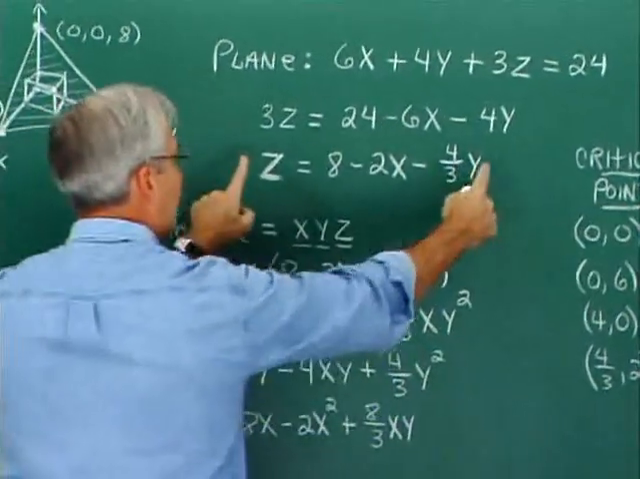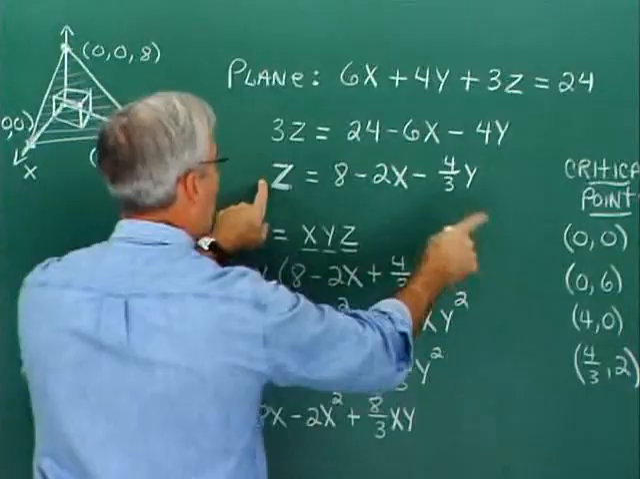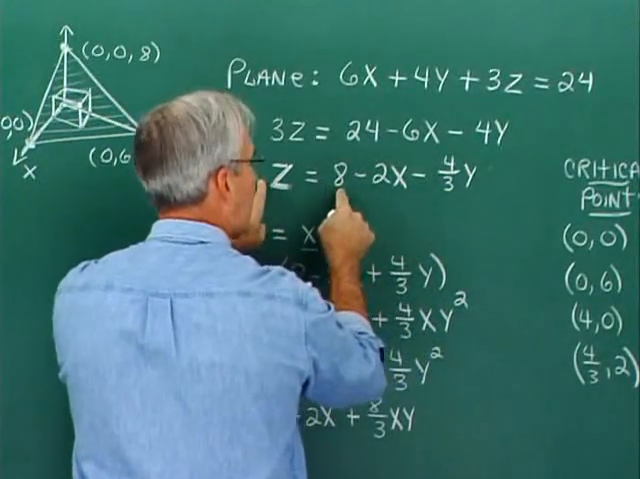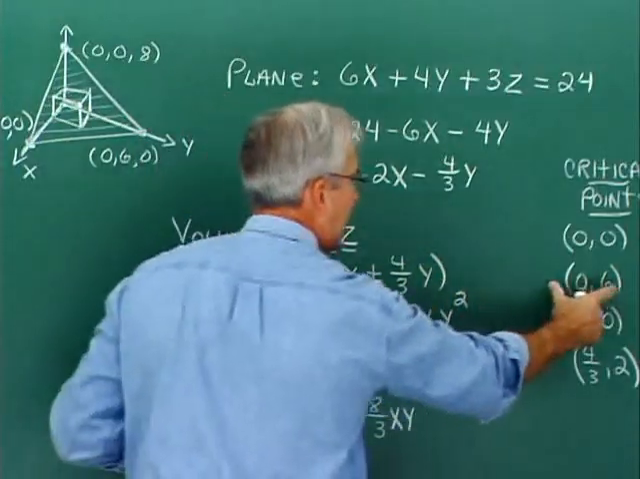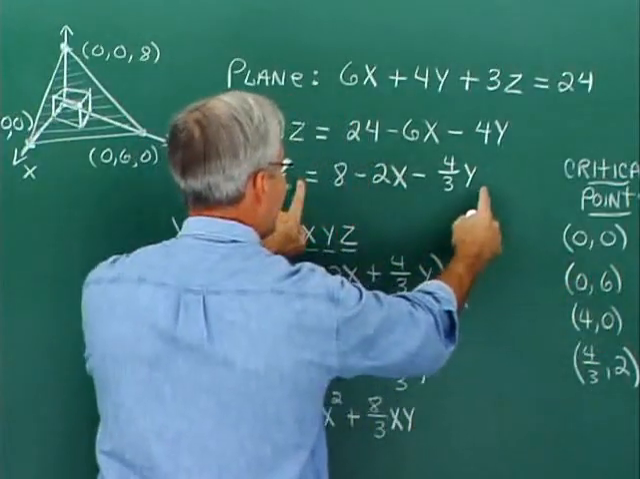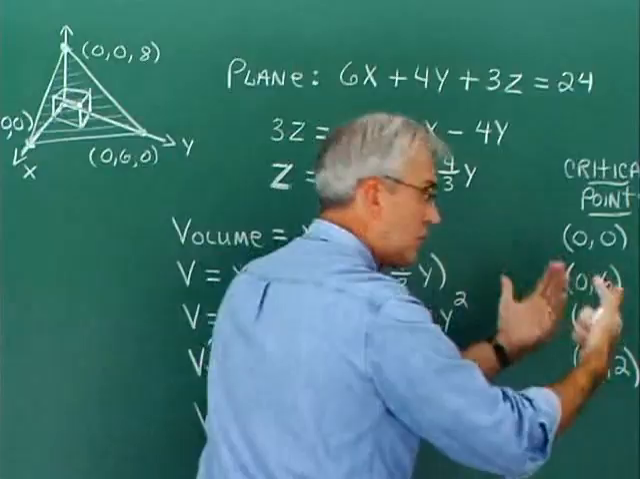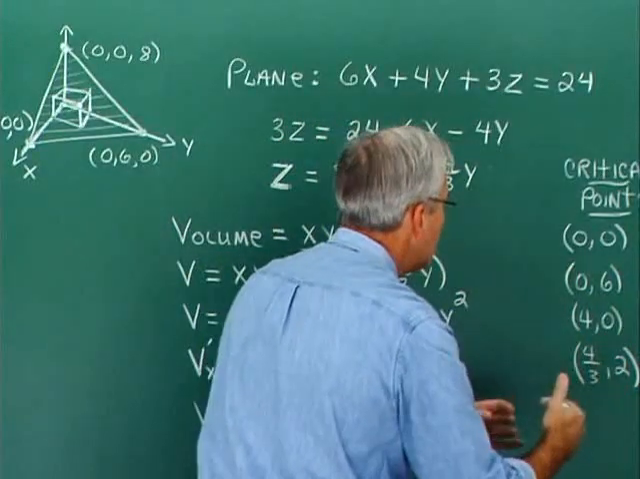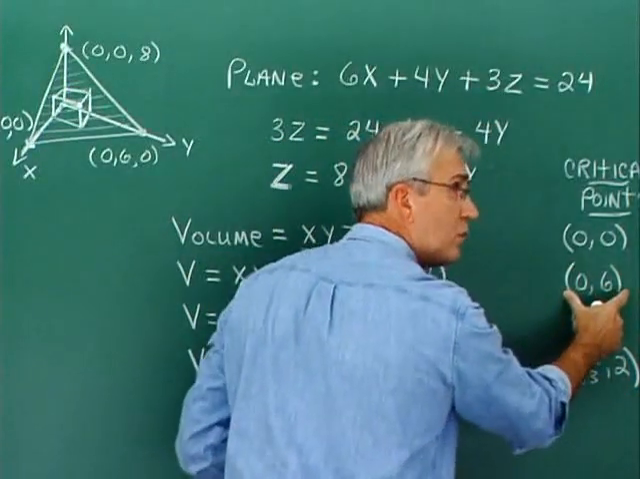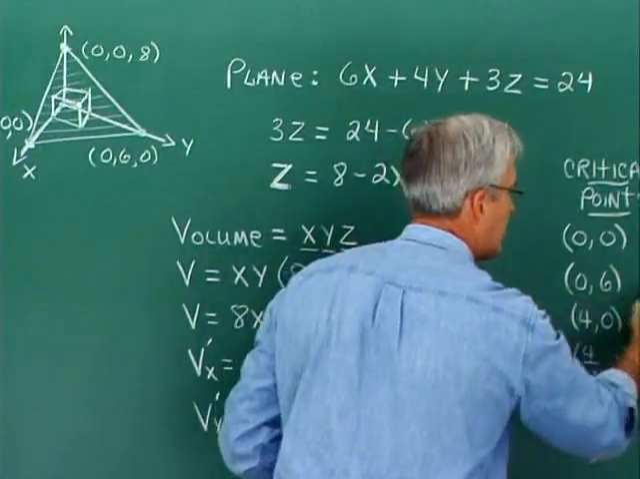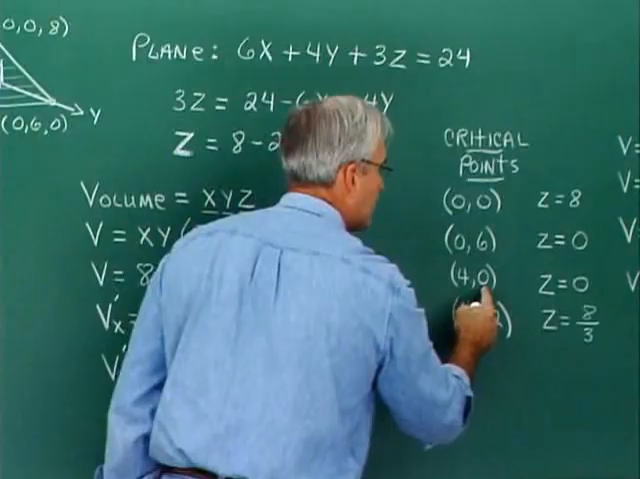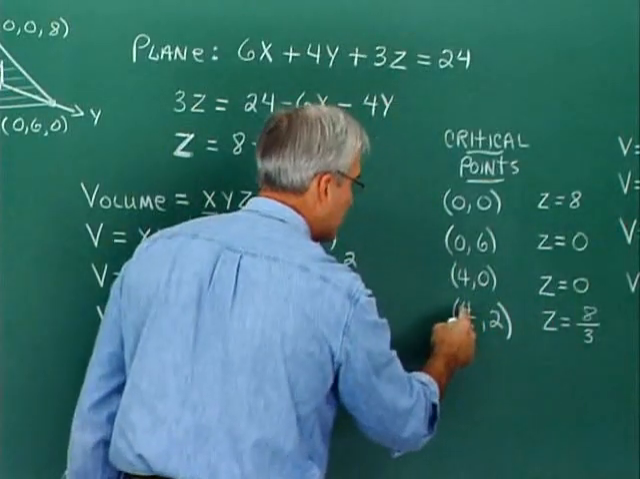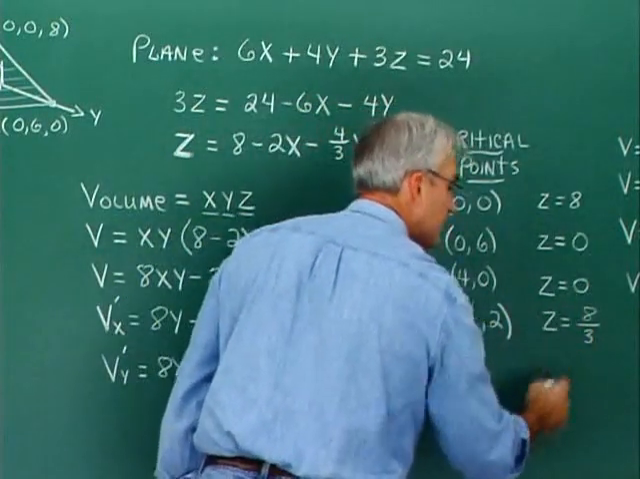Let's come back over here and have a look at the expression. You see, if x and y are replaced with zeros, then z is equal to 8. So the z value is 8. If we replace x and y with 0 and 6, then we can find the corresponding z value that emerges when x is replaced with 0 and y with 6. It turns out to be 0 for z. And when x is 4 and y is 0, then z would be 0. And when x is 4/3, y is 2, z would be 8/3.